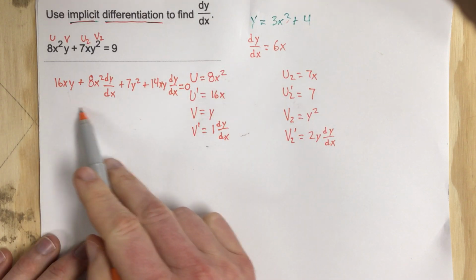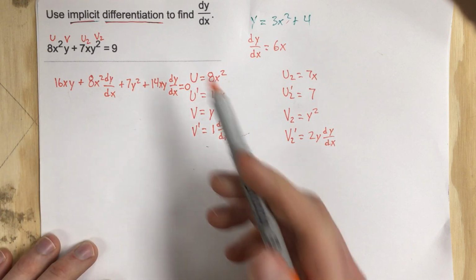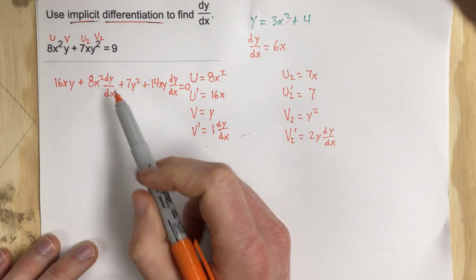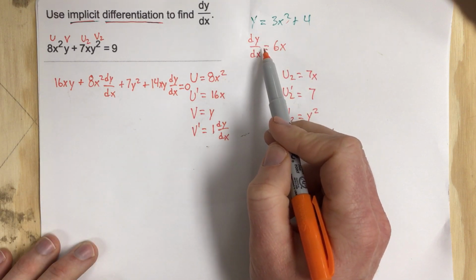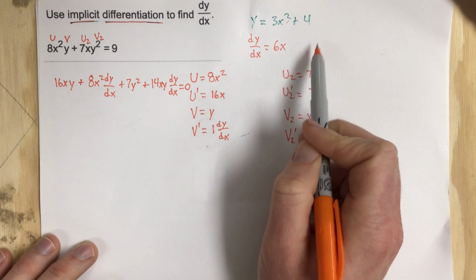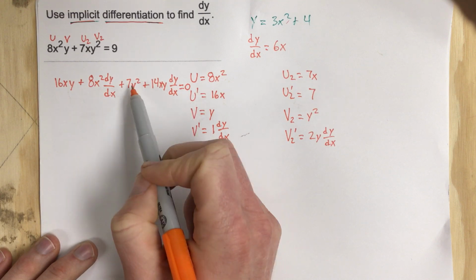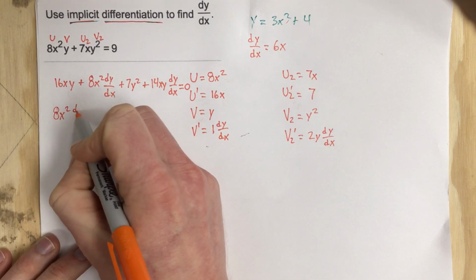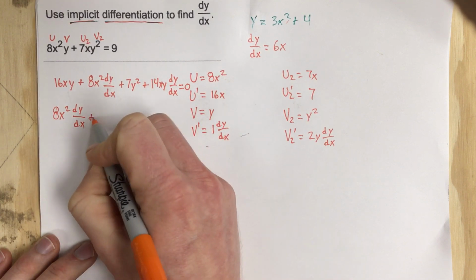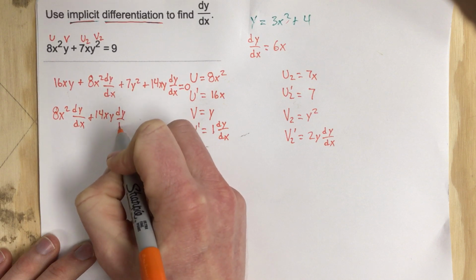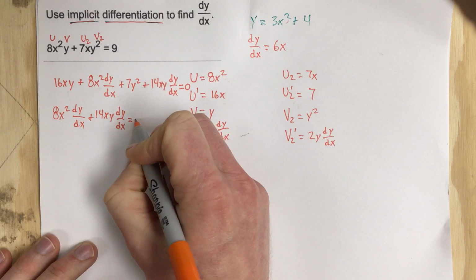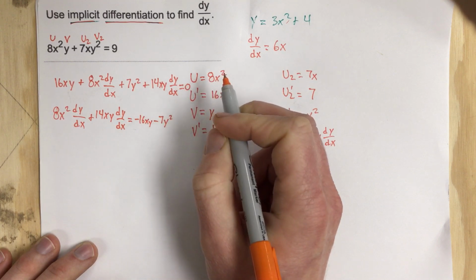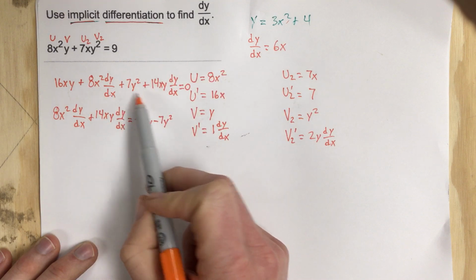Now you'll notice that I've differentiated this function, but I don't know what the derivative is because I don't have dy over dx by itself. So what I need to do is rearrange this so that I have dy over dx on the left side by itself, saying that the derivative of y with respect to x equals some function. So let's go ahead and move 16xy to the other side, move the 7y squared, and move the 14xy over. So I'd end up with 8x squared dy over dx plus 14xy dy over dx is going to equal, when I subtract these over, negative 16xy minus 7y squared, and that's it. That's the only two terms that I have on the right side.